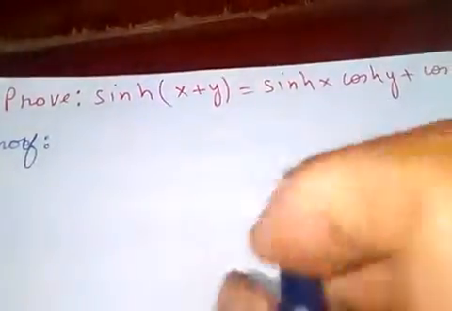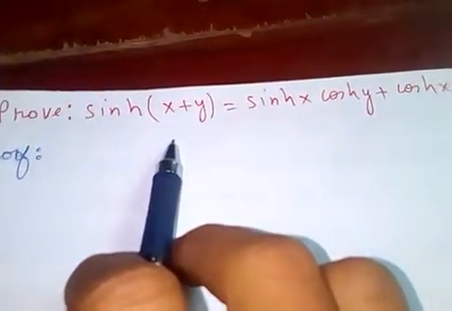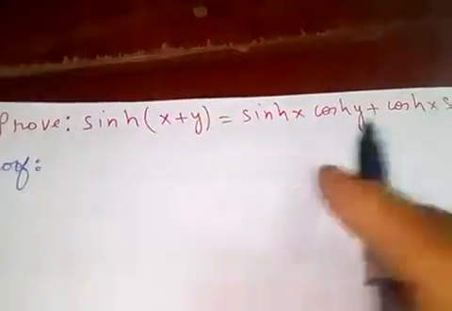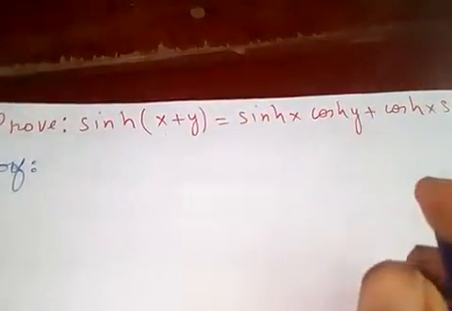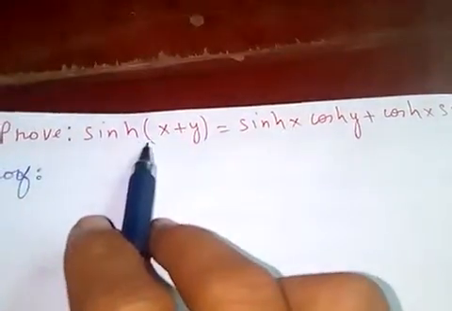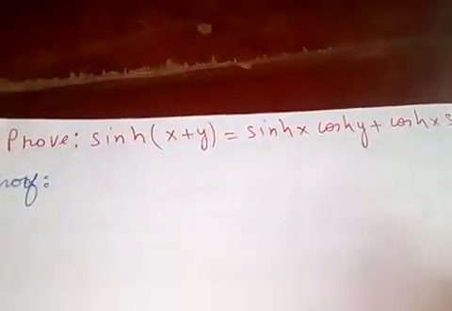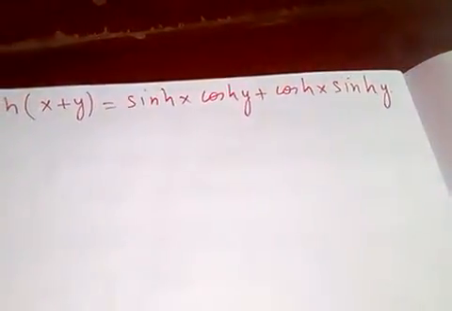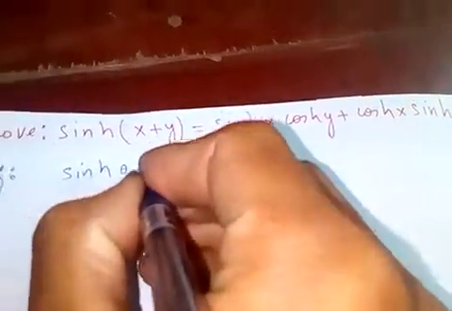Hi friends, let's prove this identity for hyperbolic sine of x plus y, or we can write a plus b. Addition formula for hyperbolic sine. We need to show this is equal to this. So firstly, let's define sine hyperbolic of theta.